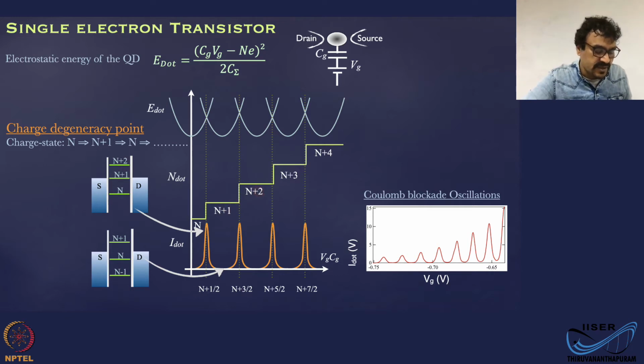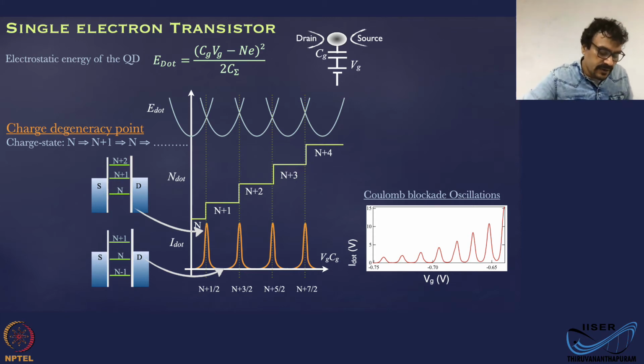Similarly, n plus 1 and n plus 2 have the same energy at this point, and n plus 3 and n plus 2 have the same energy at this point, and so on. Okay. And we also discussed that the transport happens in this fashion, that n becomes n plus 1, then back to n. That means at these points, you have the nearby charge states degenerate, and that is the situation here. That is how the transport happens. You fill in, take it out, fill in, take it out, fill in, take it out from the other side.